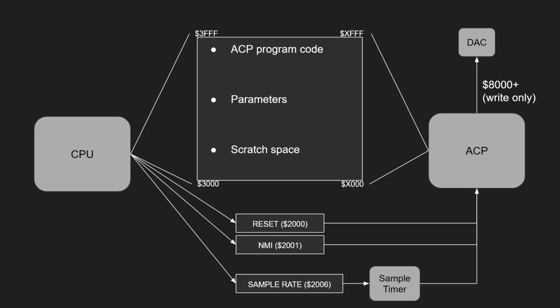If the ACP writes to an address at hex 8000 or above, meaning the leading bit is a 1, the DAC buffer register will be updated. In addition to the shared RAM, the main CPU can also use addresses hex 2000, hex 2001, and hex 2006 to control the ACP's reset signal, non-maskable interrupt, and sample rate respectively.